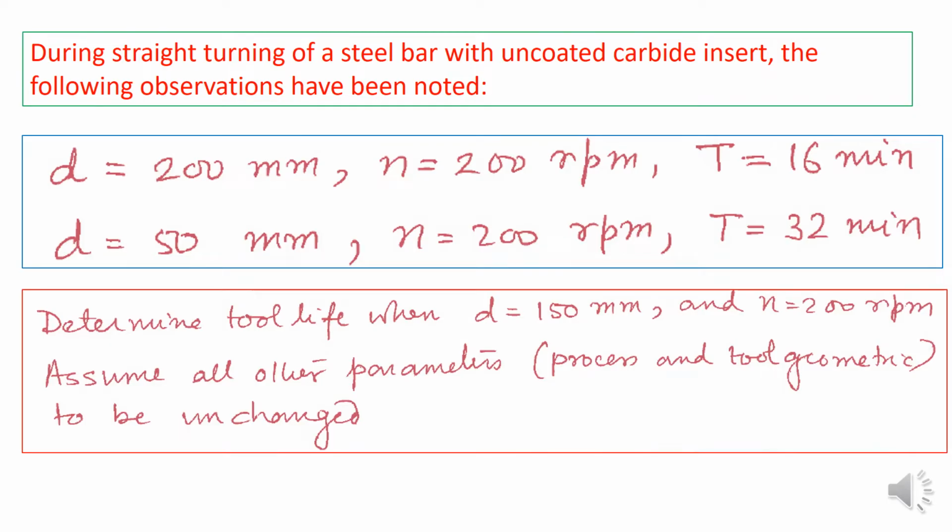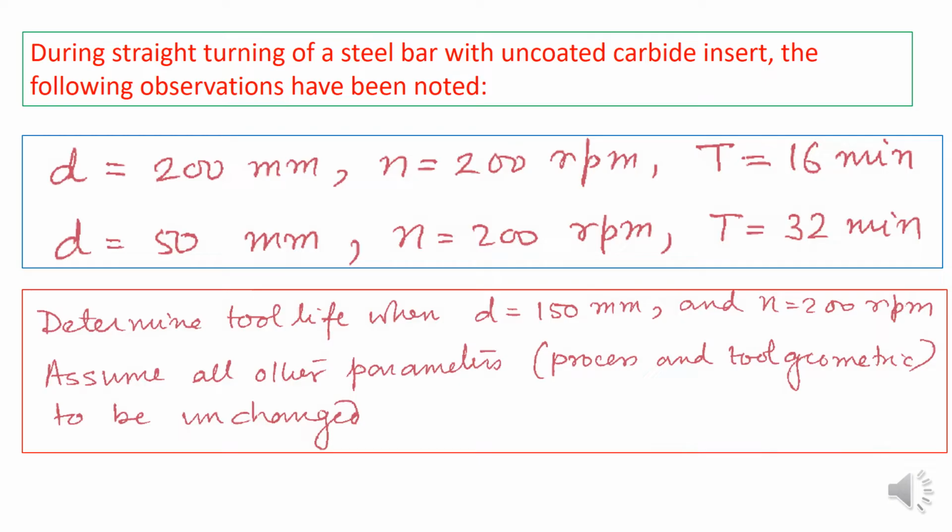What have you been asked to determine? You have been asked to determine the tool life when the diameter of the job is 150 millimeter. However, the rotational speed remains 200 RPM. There are some valid assumptions. Assume all other parameters to be unchanged. All other process and tool geometry parameters, like nothing has been said about the feed, so feed remains unchanged. Tool geometry, all the angles remain unchanged.